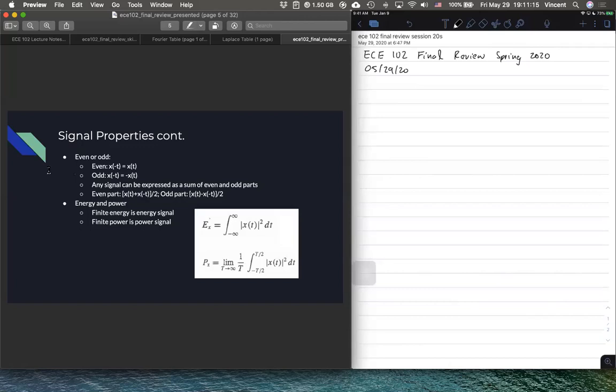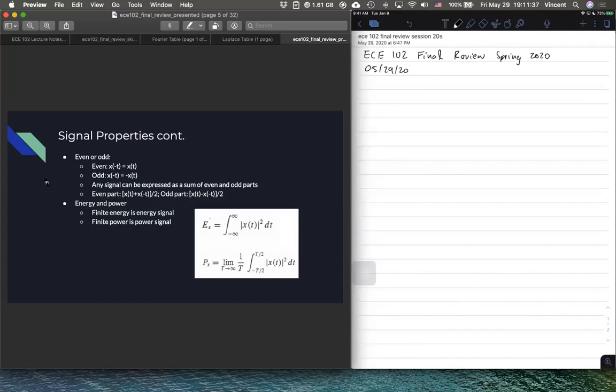And then we're also interested in even or odd signals. An even signal means that x of negative t equals x of t. That means it's symmetric across the y-axis. An odd signal is symmetric across both axes. The definition of that would be x of negative t equals negative x of t.